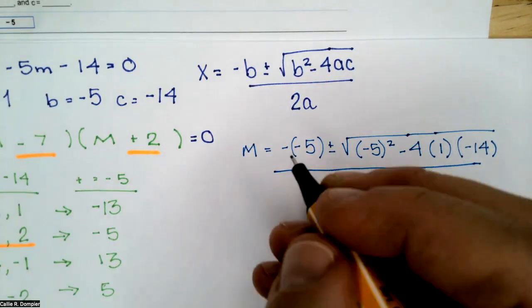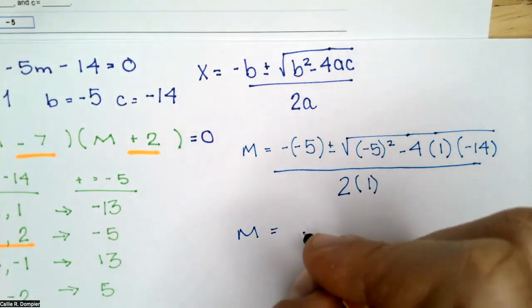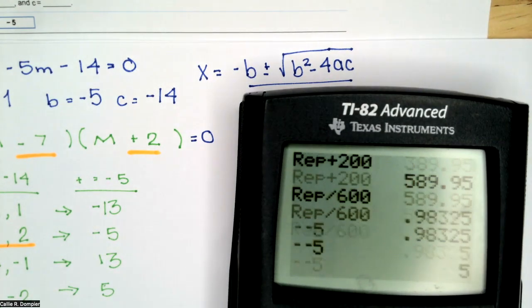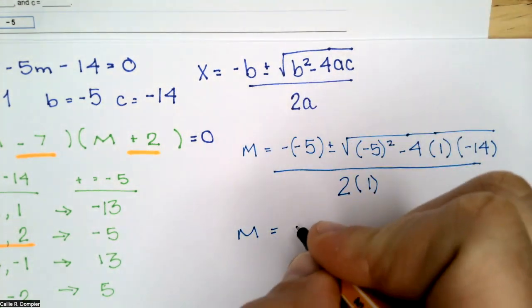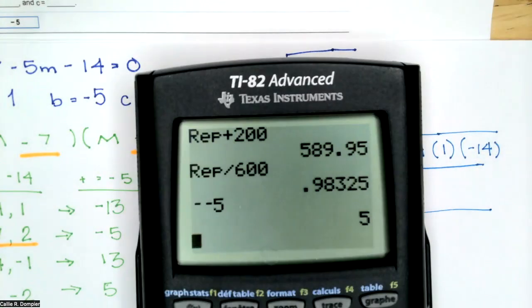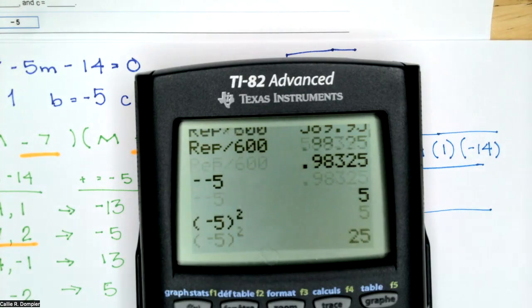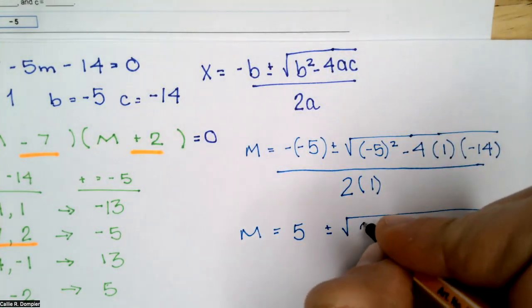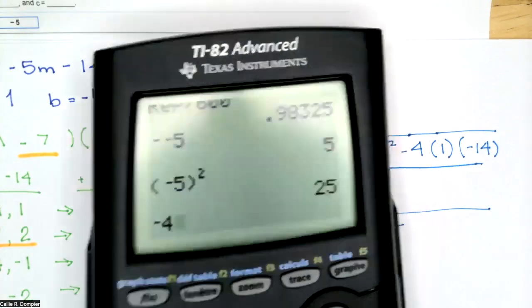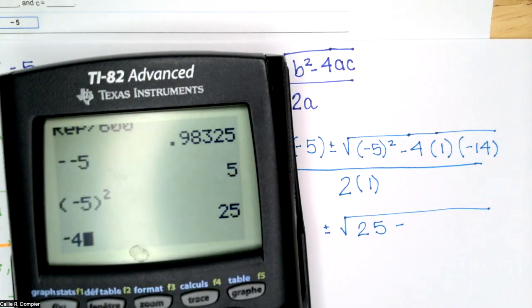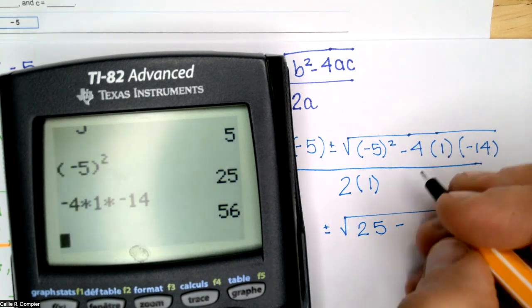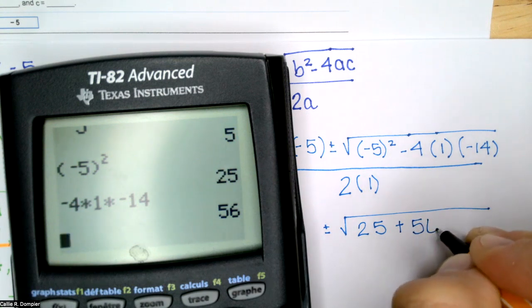Now we're just doing algebra. So now it is m equals negative, minus a negative 5, right? Negative 5 is positive 5. 5 plus or minus the square root, negative 5 squared. Put it in your calculator. 25. Minus, sorry, negative 4. I like to combine it with negative 4 times 1 times negative 14. So it wouldn't really be minus. It would be plus 56.